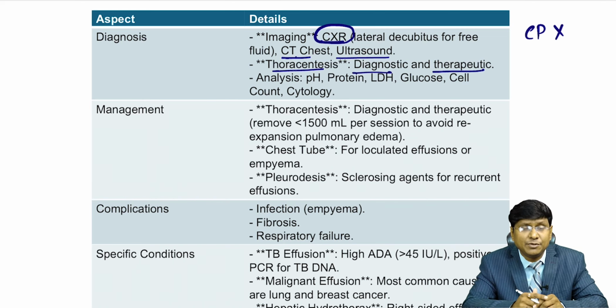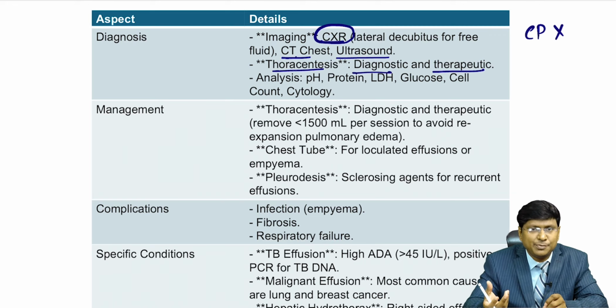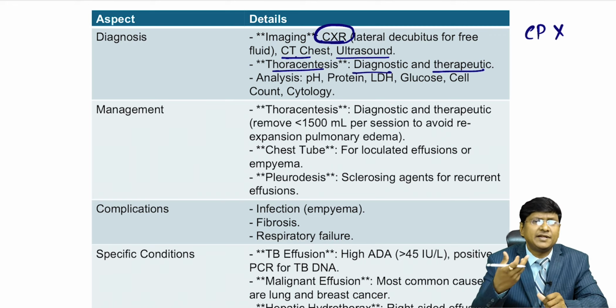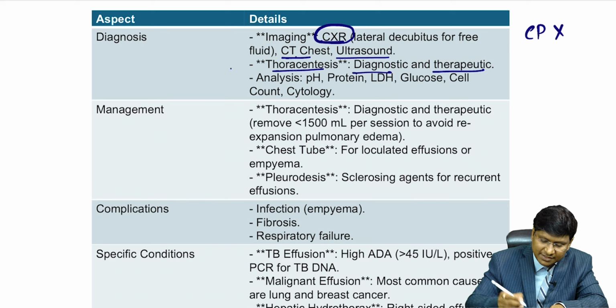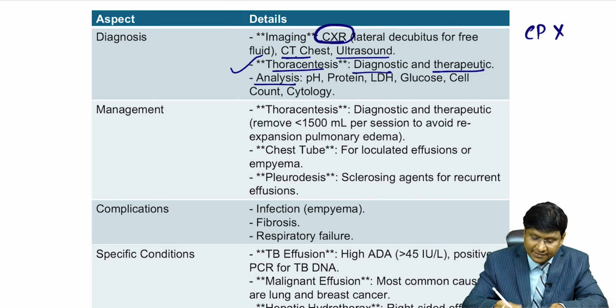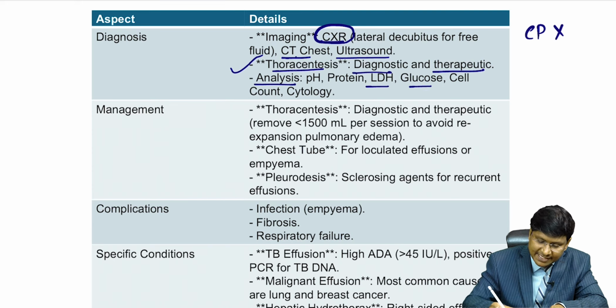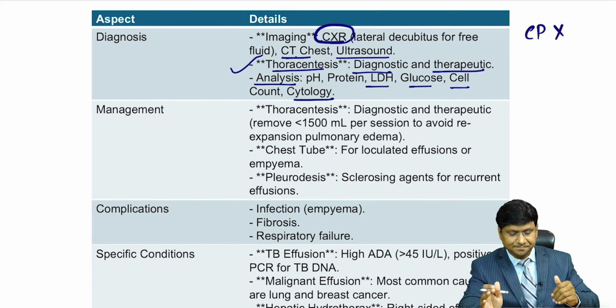Next is therapeutic, where you will be able to make out the treatment. If the individual is having massive pleural effusion, you take almost up to 1500 ml of the fluid. That will reduce the dyspnea in the individual. So that is nothing but thoracocentesis. Next, you need to do the analysis of the fluid. You need to assess the pH, the protein content, the lactate dehydrogenase levels, the glucose levels, cell count, as well as the cytology. So this is about the analysis.